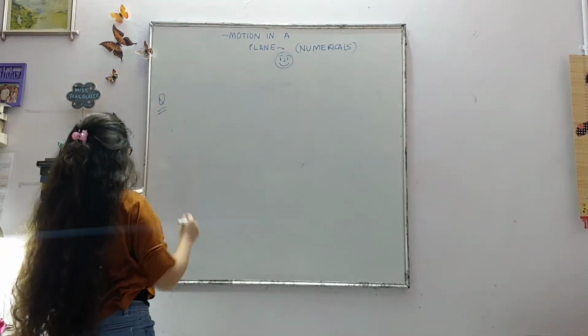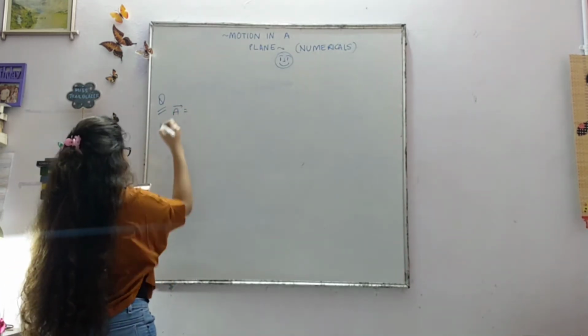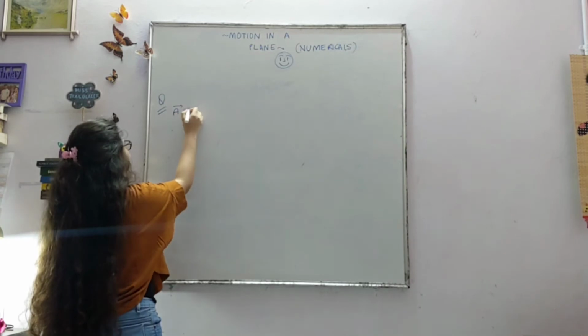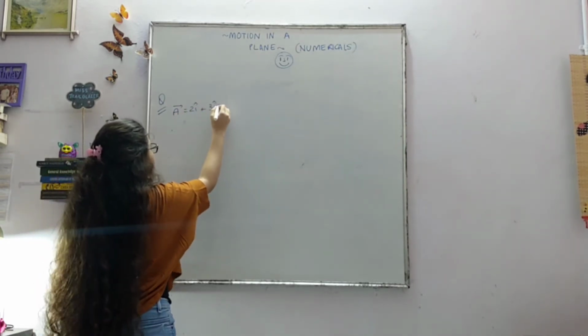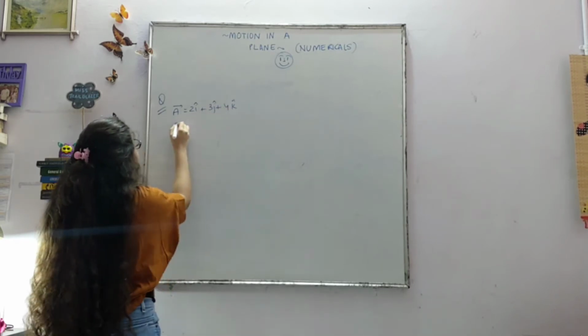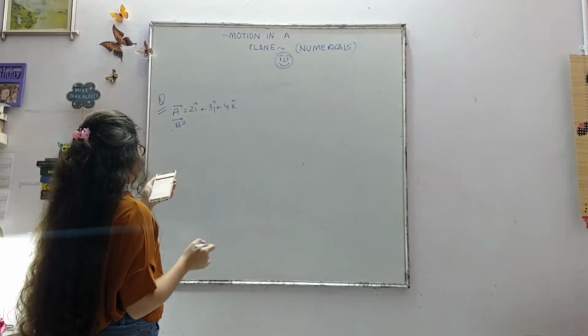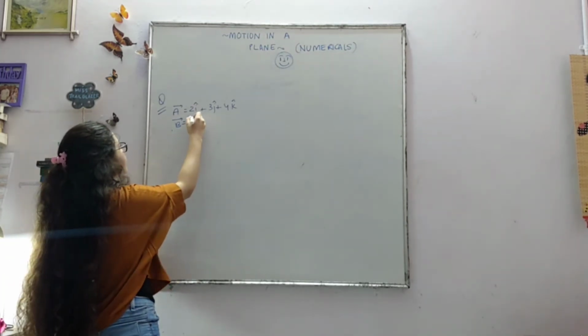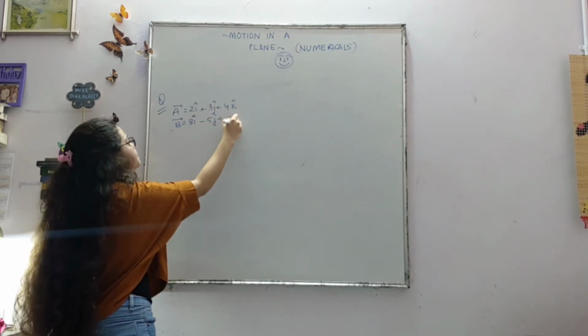Okay, so here we have the question, and your A vector is given as 2i cap plus 3j cap plus 4k cap, and B vector is given as 3i cap minus 5j cap plus k cap.